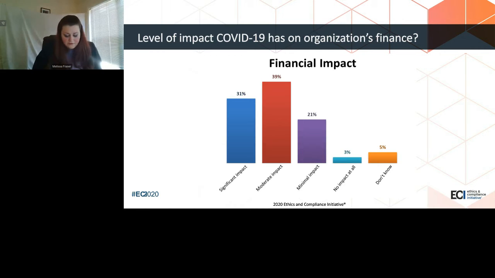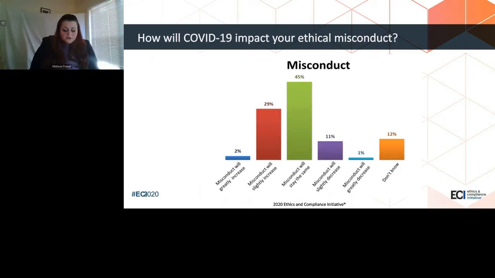All right, next pulse survey question. What level of financial impact do you think your organization will experience from COVID-19? Of those that responded, almost 1/3 of E&C professionals believe that COVID-19 will have a significant financial impact. That's that red bar you see. Our last pulse survey question: with the potential changes to your organization's workplace behaviors, policies, and practices, such as telework, how meetings are being conducted, and travel reductions, how do you think a health crisis like COVID-19 will impact your organization's ethical misconduct? More than 1 in 4 E&C professionals believe that misconduct will slightly increase.